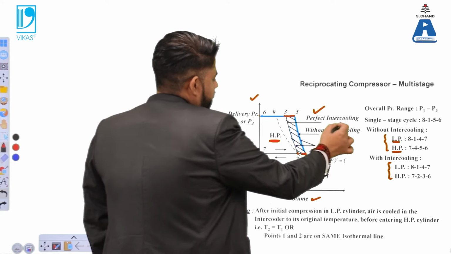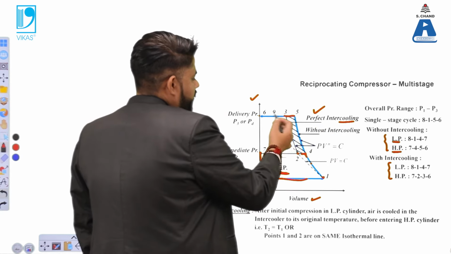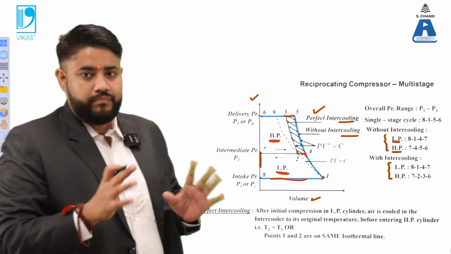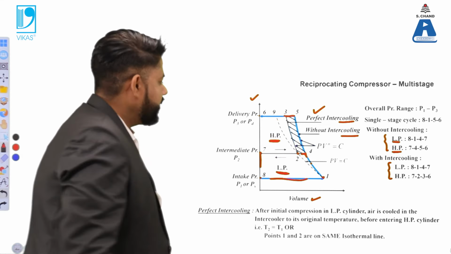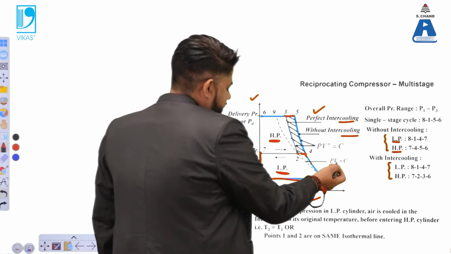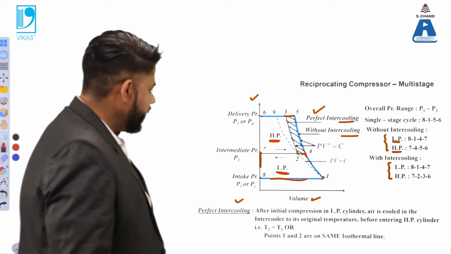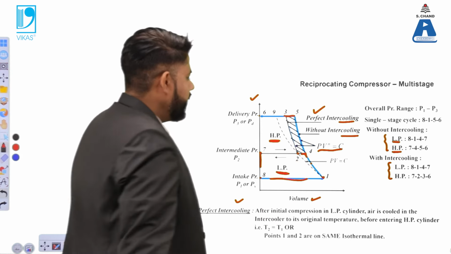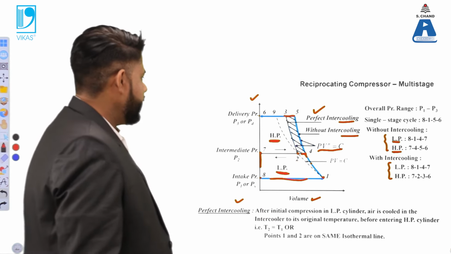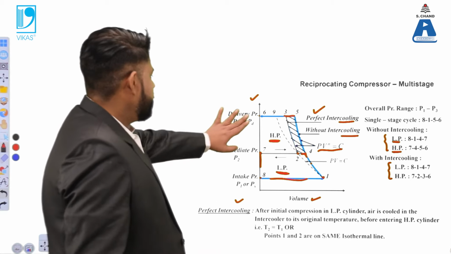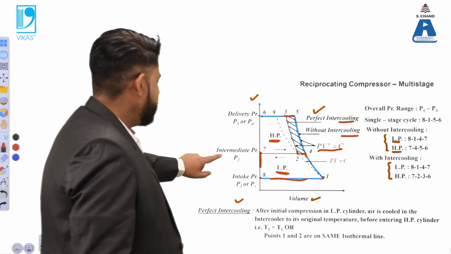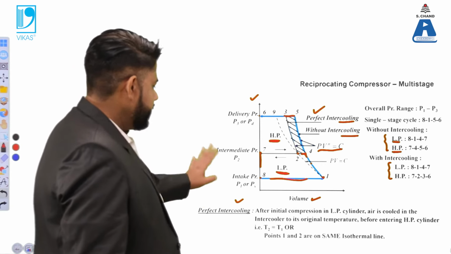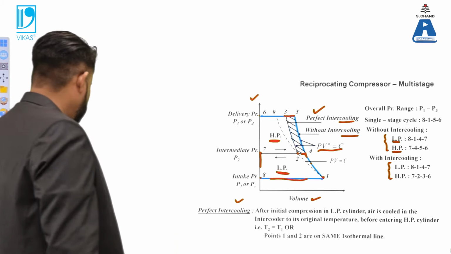When there is perfect intercooling, you have this particular cross section. Without intercooling, you have this particular cross section. And when the difference between the two occurs, you can see a shaded region, which follows the equation PV raised to the power n equals C. These regions are related to the delivery pressures, these are intermediate pressures, and this one is the intake pressure. So this is the diagram explanation.